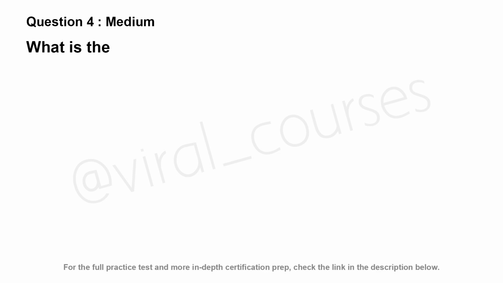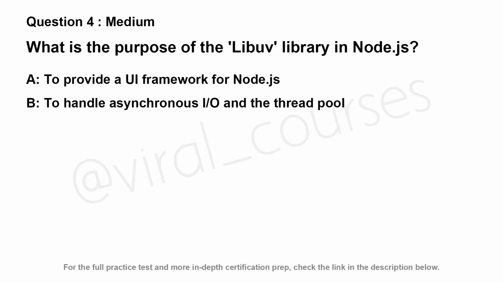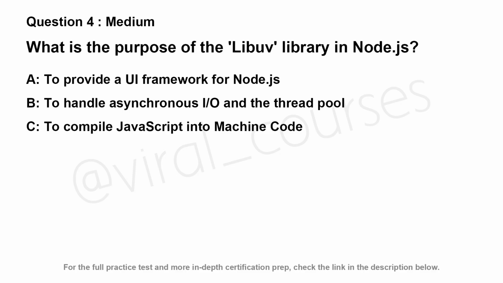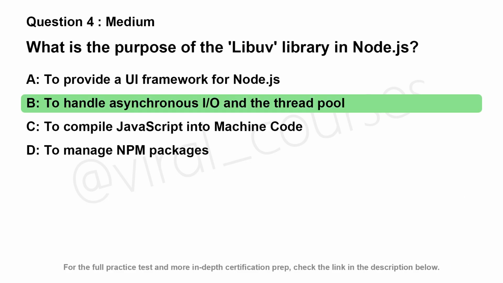What is the purpose of the libuv library in Node.js? Option A. To provide a UI framework for Node.js. Option B. To handle asynchronous I/O and the thread pool. Option C. To compile JavaScript into machine code. Option D. To manage NPM packages. The correct answer is B.